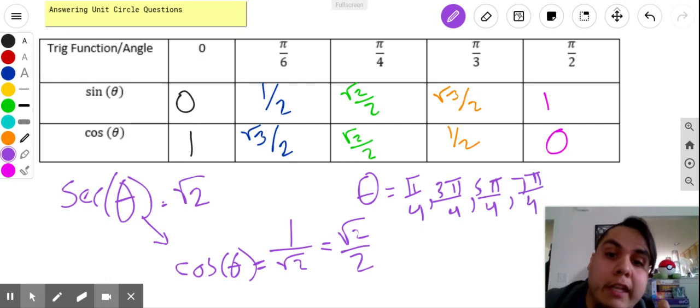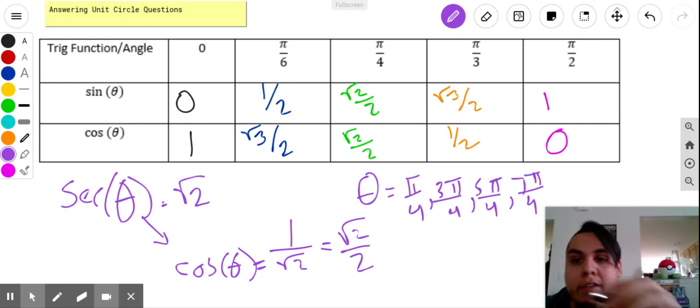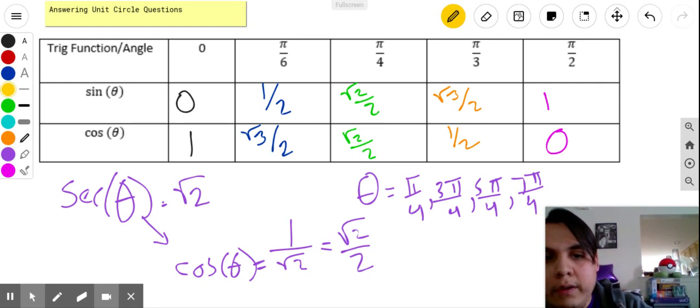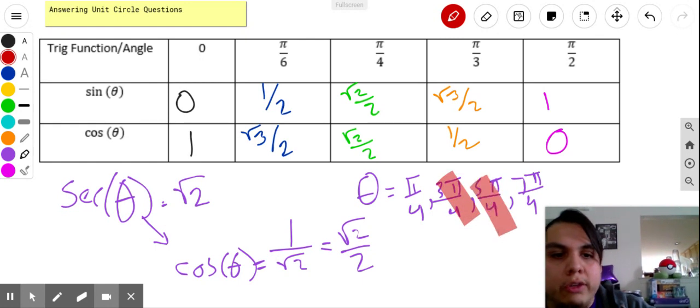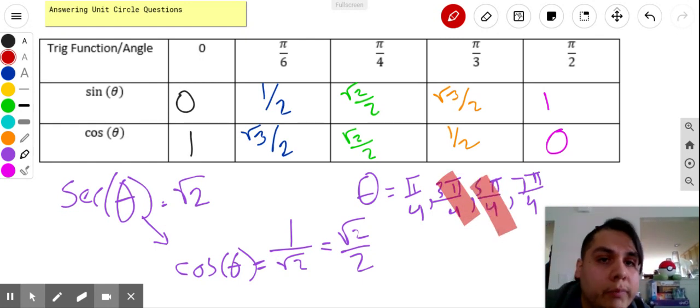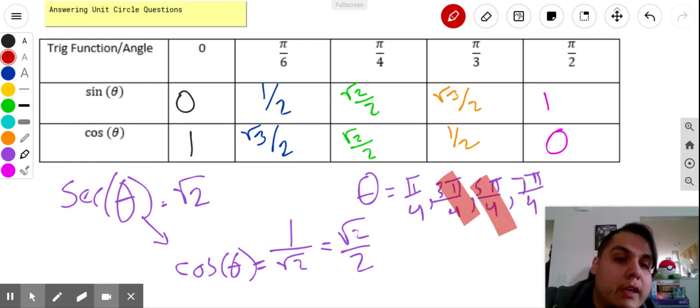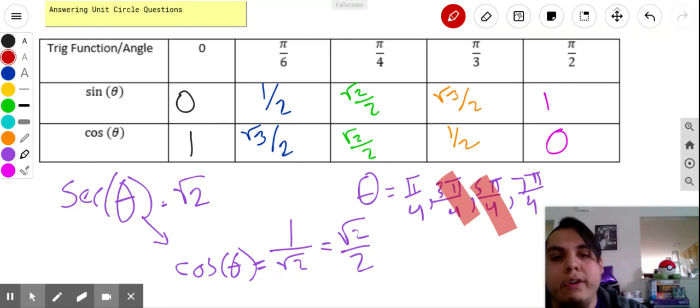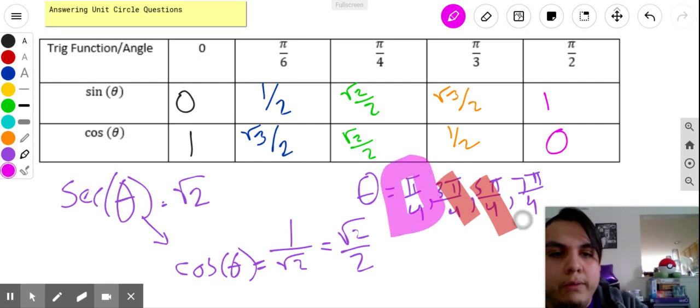So now the issue is it's a positive right here. So because this is a positive, I know I'm not going to use whatever is in the second and third quadrant because cosine, all students take calculus, C, is positive in the first and fourth quadrant. So my answers are pi over 4 and 7 pi over 4. Bing, bang, boom, done.